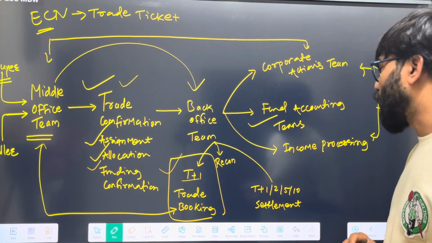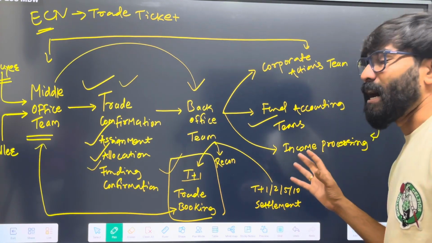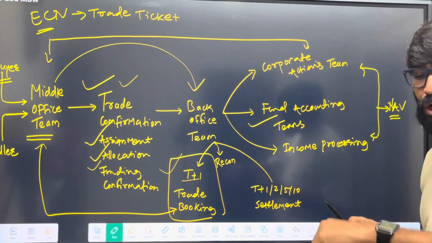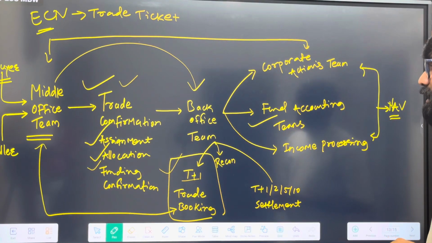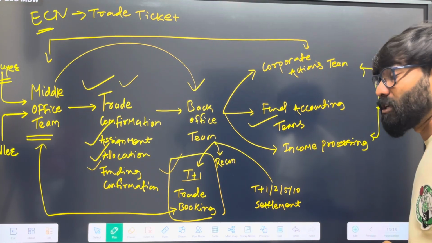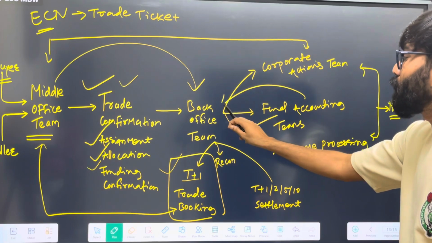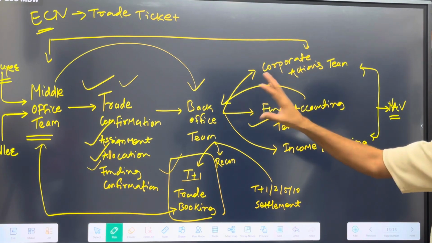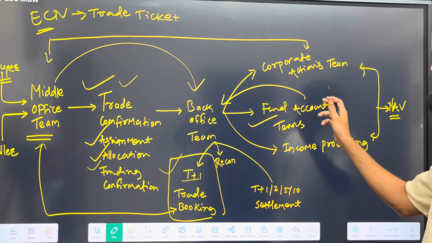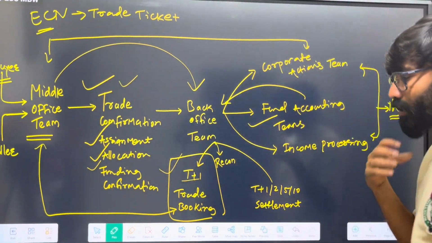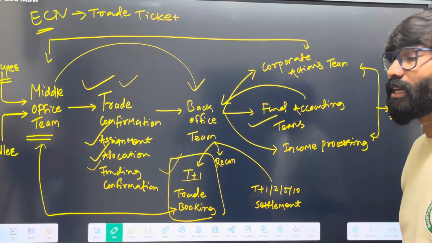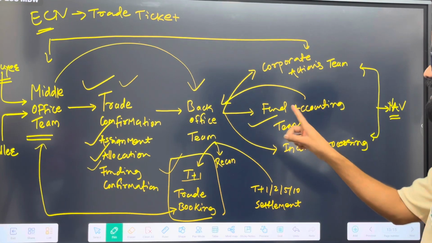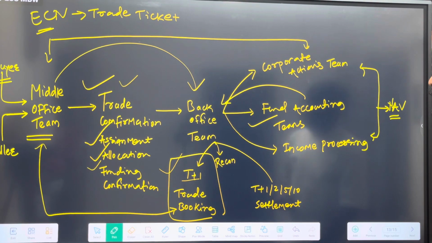And that's when fund accounting comes into the picture. If you are part of fund accounting and you are not able to prepare the accounting entries, or the trade information is missing, then you can reach out to the back office, or sometimes, with an exception, you can reach out to the middle office team as well, to get the respective information to post the accounting entries in the books of account. So that's how the middle office team comes into the picture.